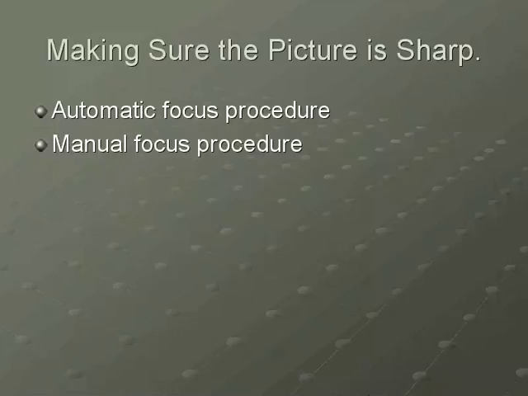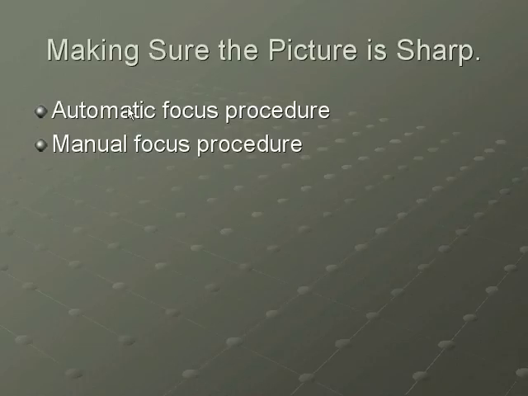This lesson is all about making sure that the picture is sharp exactly where you want it to be sharp. And where you want it to be sharp is at the exact center of interest that you want your viewer to focus on within that image. We're going to show you how to do this automatically and manually.